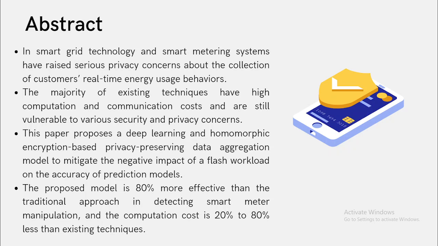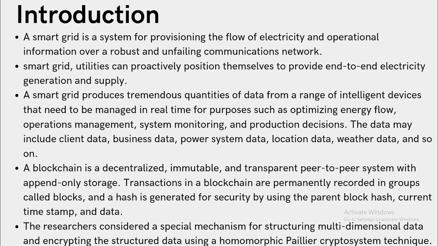The proposed model is 80% more effective than the traditional approach in detecting smart meter manipulation, and computational cost is 20 to 80% less than existing techniques. So now I will just tell the introduction about what these terms mean. Smart grid is a system for provisioning the flow of electricity and operational information over a robust and unfailing communication network.